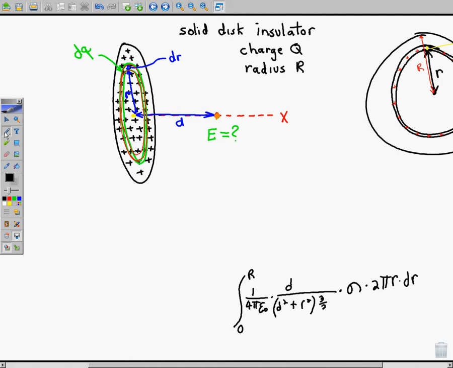All right. So I'm going to pull all the constants out. And what are we going to have here? Pi, sigma. What constants do we have up front?